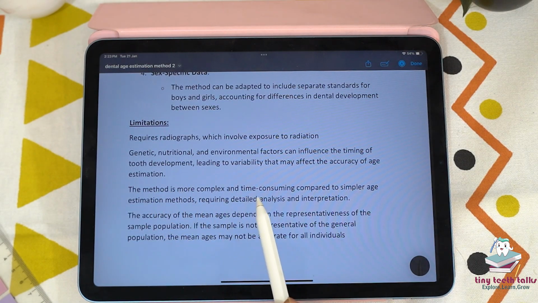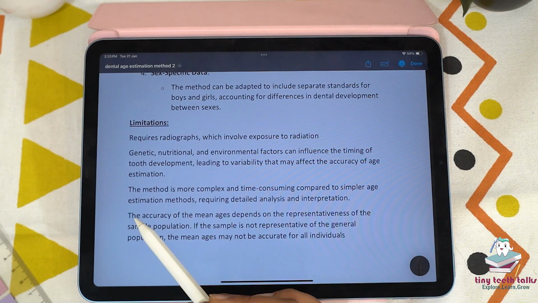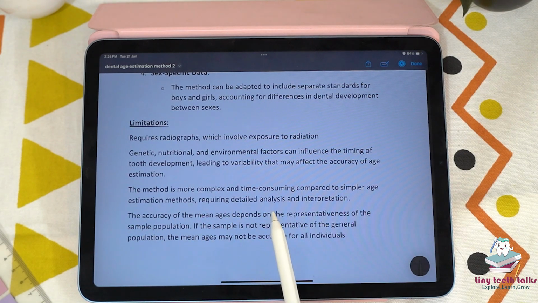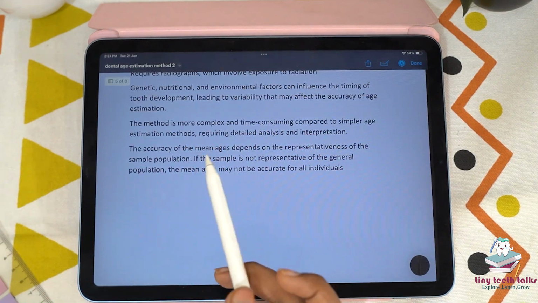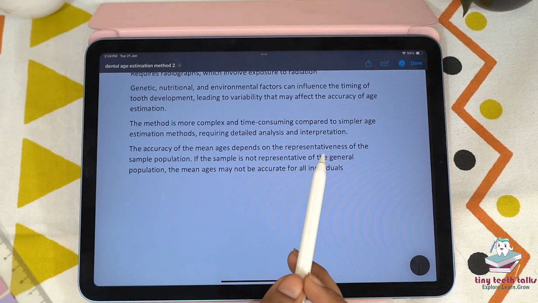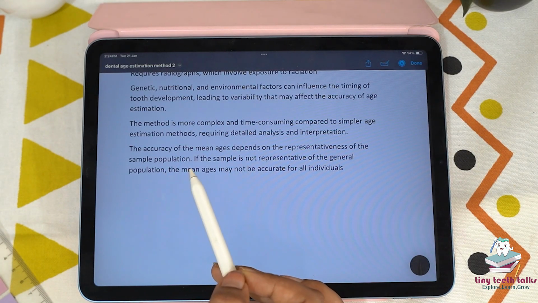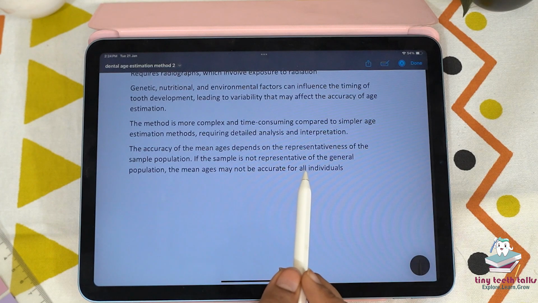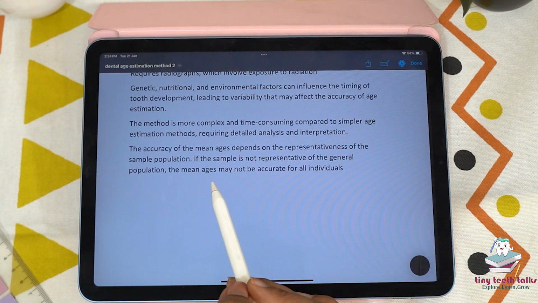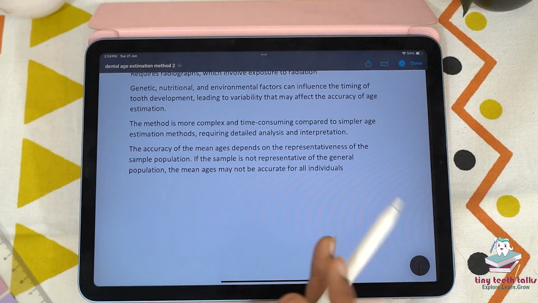The method is more complex and time consuming compared to simpler age estimation methods, requiring detailed analysis and interpretation, and the accuracy of mean ages depends on the representativeness of the sample population. If the sample is not representative of the general population, the mean ages may not be accurate for all individuals.